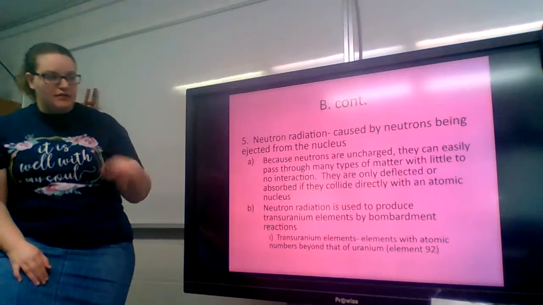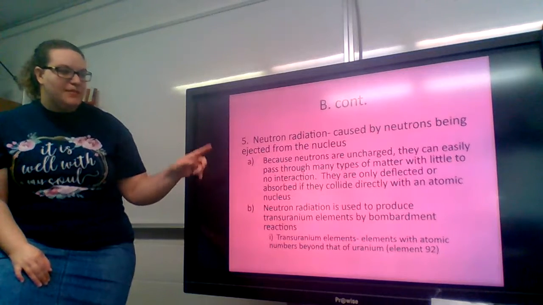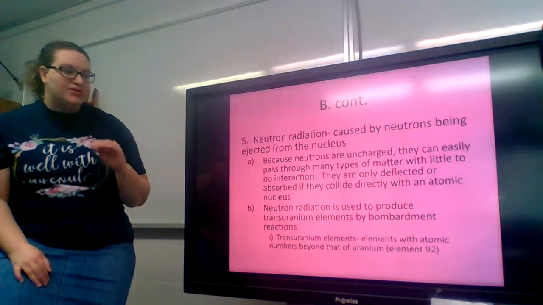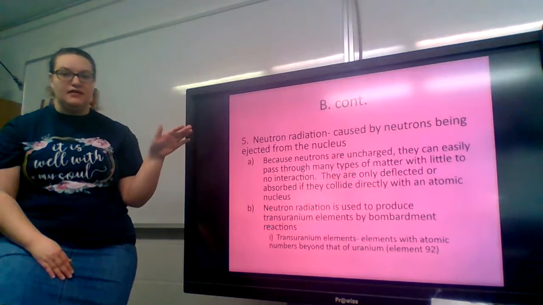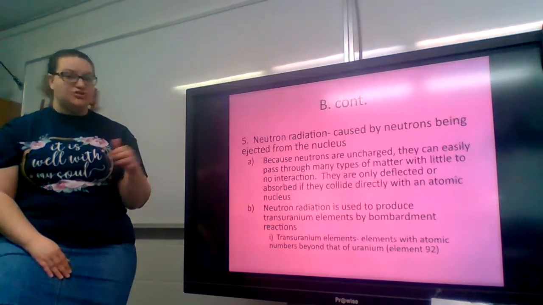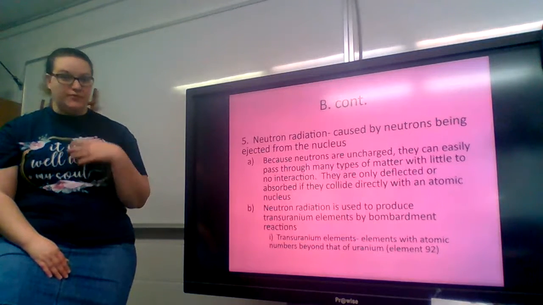So because they are unchanged, they can easily pass through many types of matter with little to no interaction, okay? Neutrons can pass through just about anything and not cause any interaction. Nobody ever knows it's there, okay? Nobody ever knows it happened.